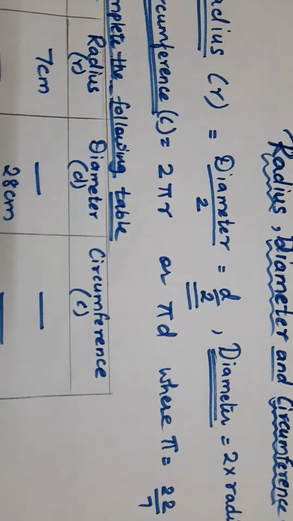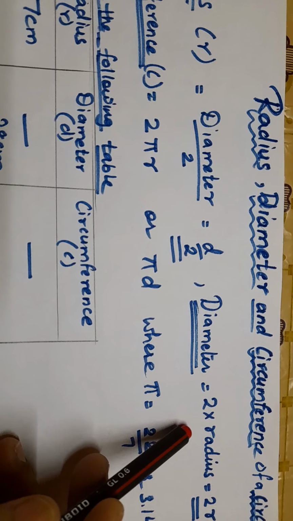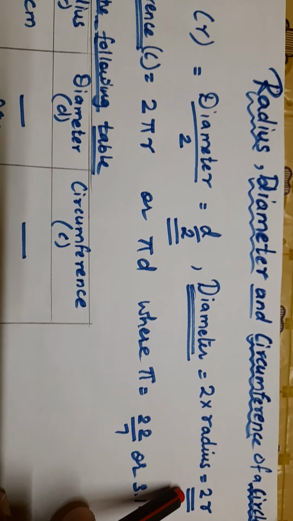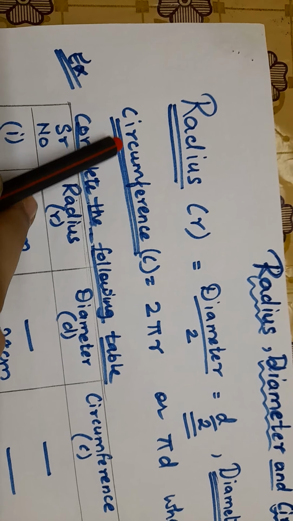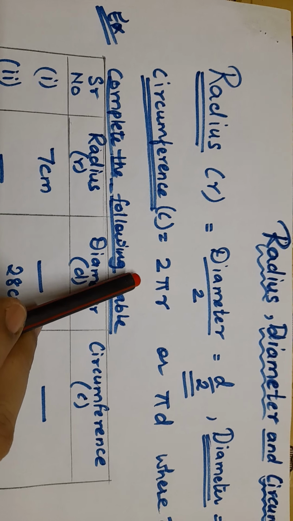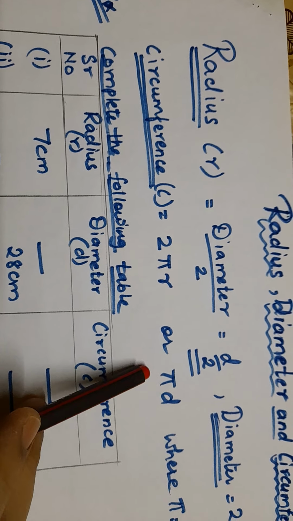The next is diameter. Diameter जो है वो twice of radius है. So 2 into r. The formula for diameter will be 2r. Then circumference, it is denoted by small c and the formula for circumference is 2 pi r, or the formula can also be pi d.